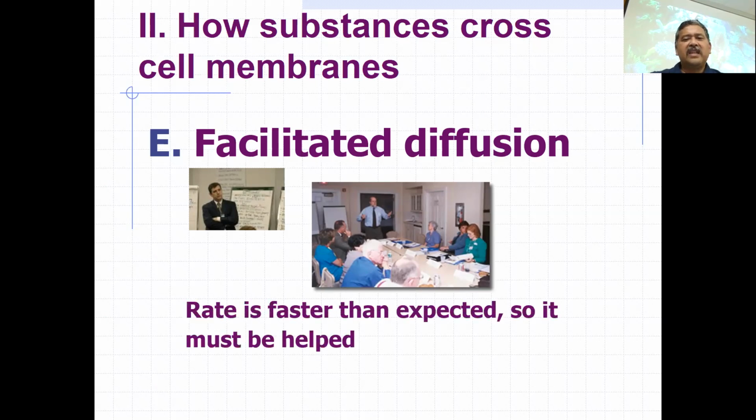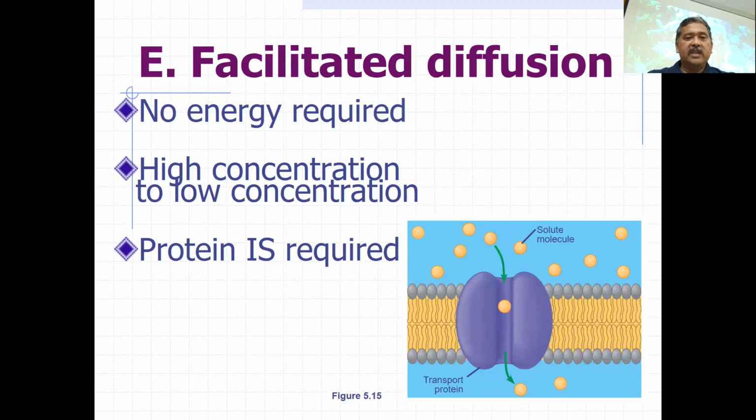The rate is faster than expected, so it must be helped. In this case, by the facilitator. In the cell, it's by protein. So a protein is required. It still goes from high concentration to low concentration. You see these yellow guys, a lot of them, moving towards where there's just a few of these yellow guys down here inside the cell. So it's still going from high concentration to low concentration through this protein, but no extra energy is required.